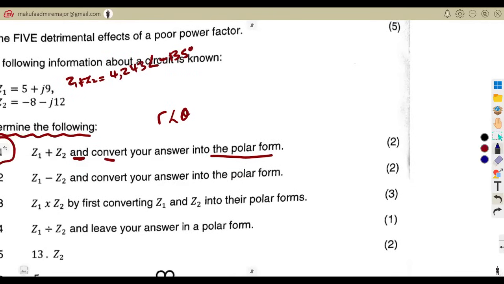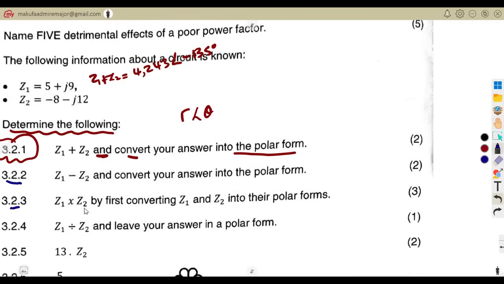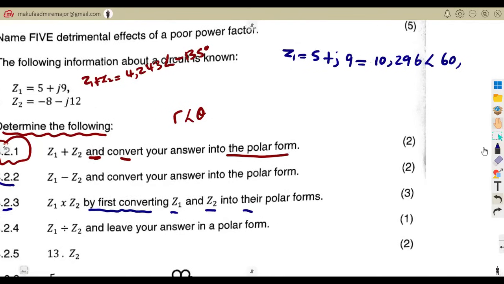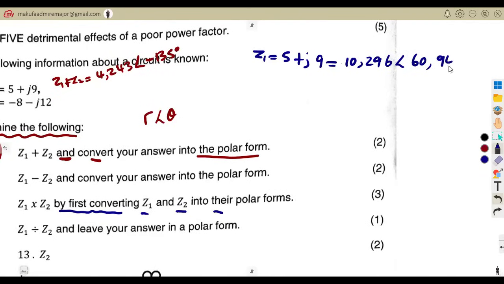Z1 times Z2 in polar form. Okay, by first converting Z1 and Z2 into their polar form. So they want this Z1 to be in polar form. Remember, Z1 is 5 plus J9. It's just like the way that we converted that minus 3, the same way. Use your calculator, convert your Z1. So your Z1 was going to be given as 10.296, the angle, the theta there, that's your angle. It was going to be 60.945 degrees.